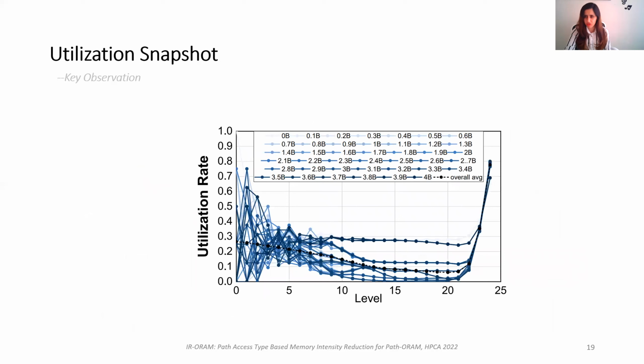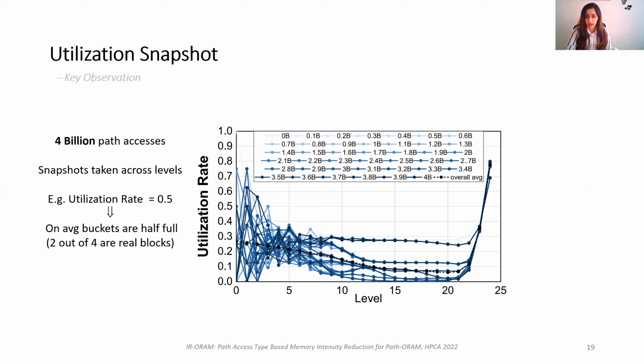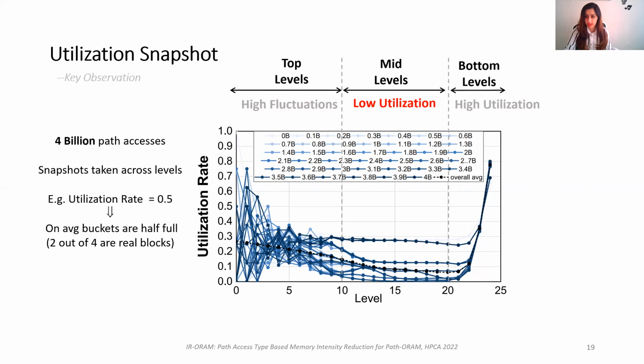We made a key observation about the tree utilization trend. We ran an experiment with 4 billion path accesses. Then we took a snapshot of average utilization across levels. A utilization rate of 0.5 means that on average buckets of that level are half full with real blocks. We observed that top levels have high fluctuation, middle levels have low utilization, whereas bottom levels are highly utilized.